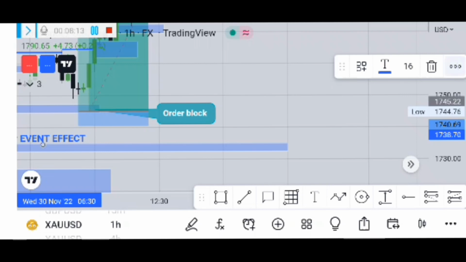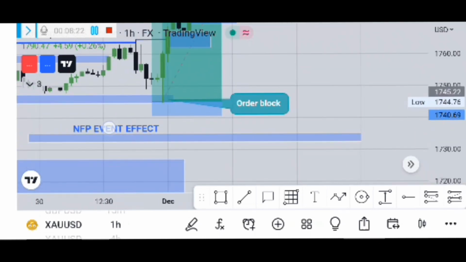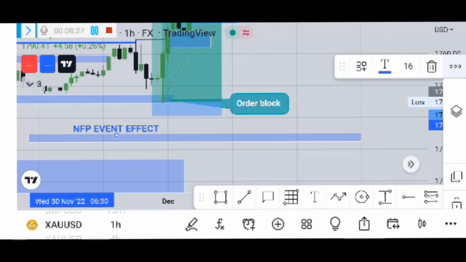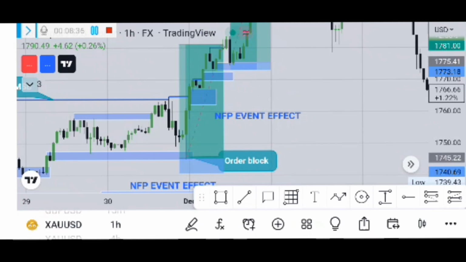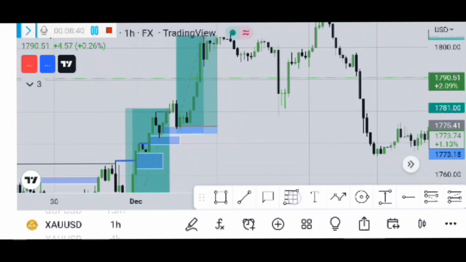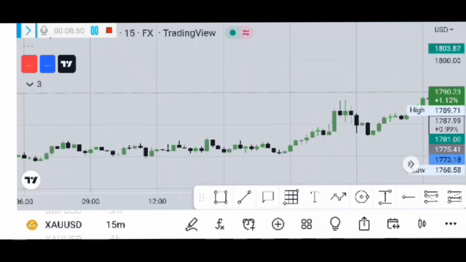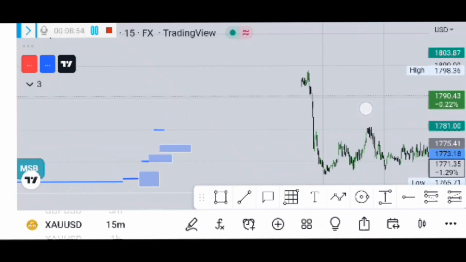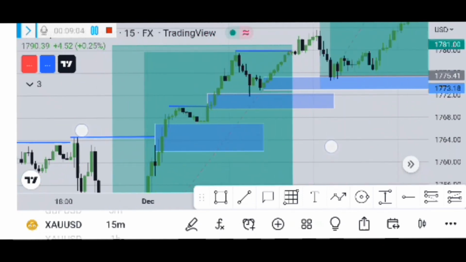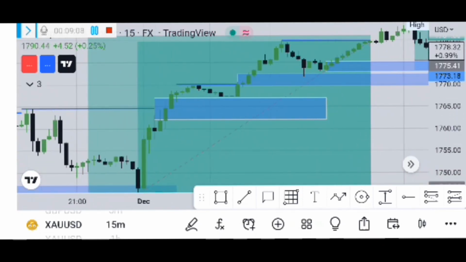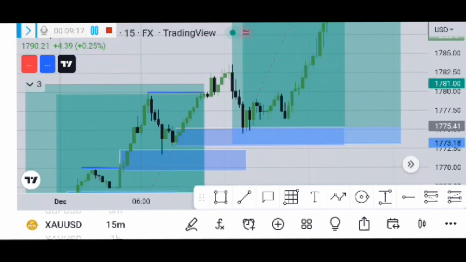And you can see how we profit, order block, NFP event. Then again you confirm how it is working. So let's go on 15-minute chart. You can see clear, you can see an order block and imbalance taking, how it works.